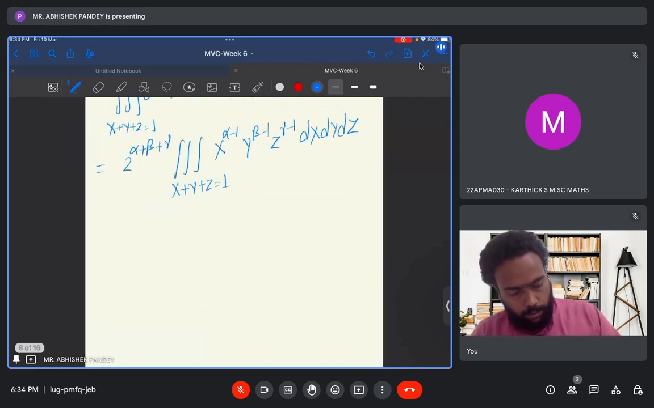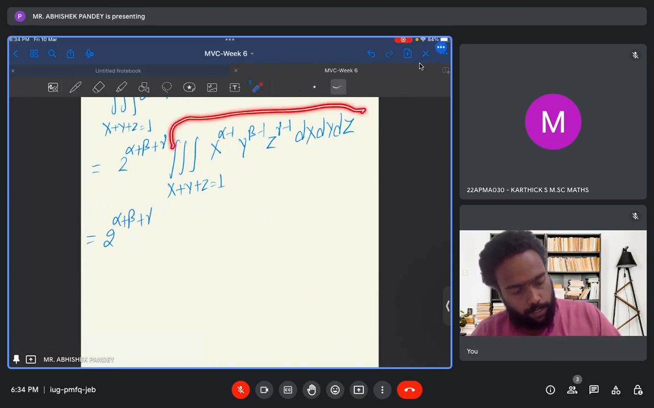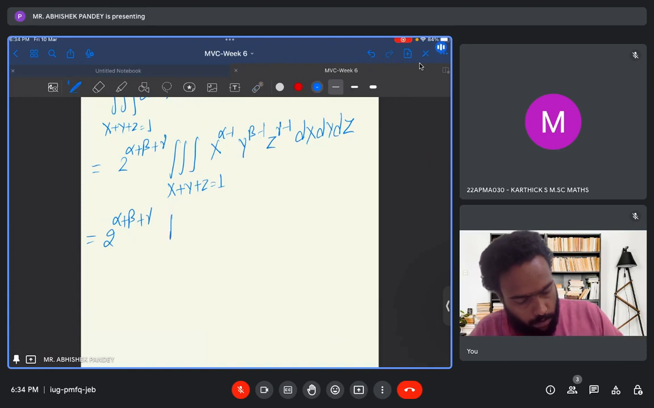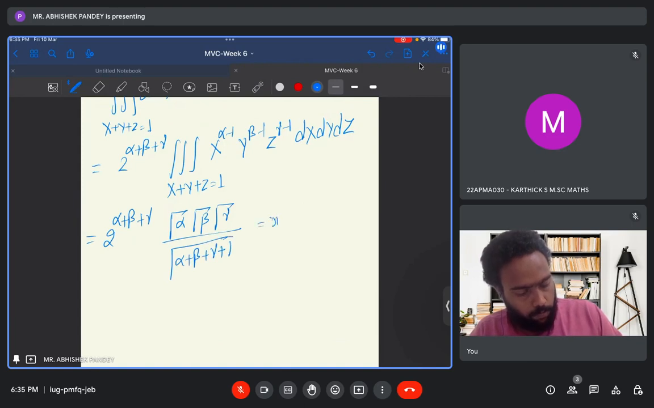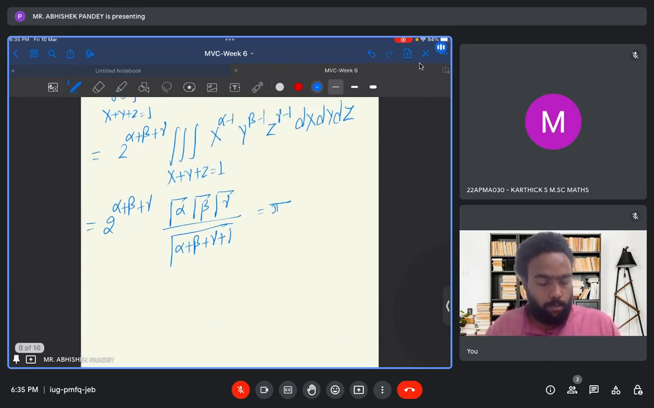And this is nothing but, by the Dirichlet integral theorem, gamma of alpha, gamma of beta, gamma of gamma upon gamma of alpha plus beta plus gamma plus 1, and this is equal to 5. Now we need to check for which values of alpha, beta, gamma this equation is satisfied.